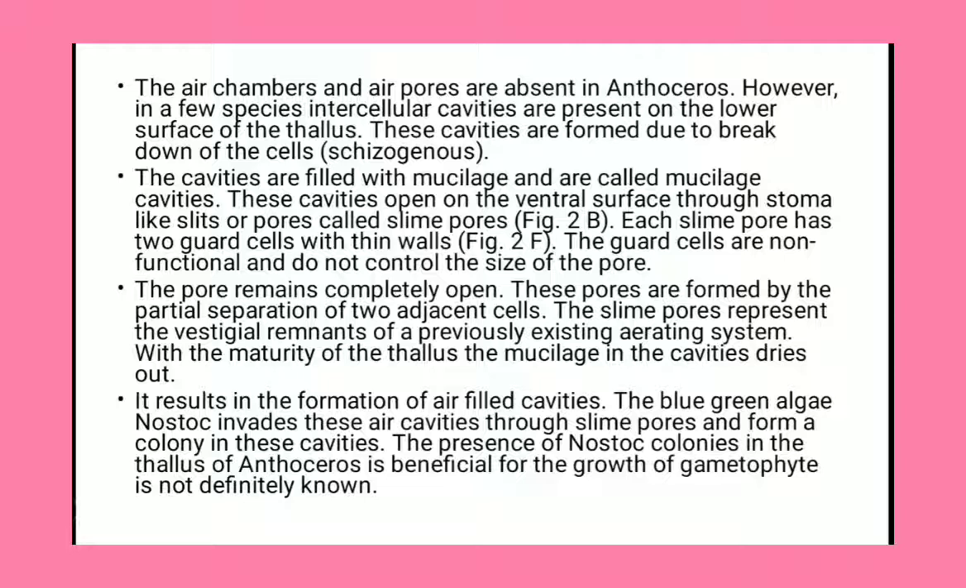The pore remains completely open, and these pores are formed by the partial separation of two adjacent cells. The slime pores represent a vestigial remains of the previously existing aerating system. With the maturity of the thallus, the mucilage in the cavity dries out. This pore-like structure is present for the aeration system when the Anthoceros structure is small, and at maturity the cavity is dried out.